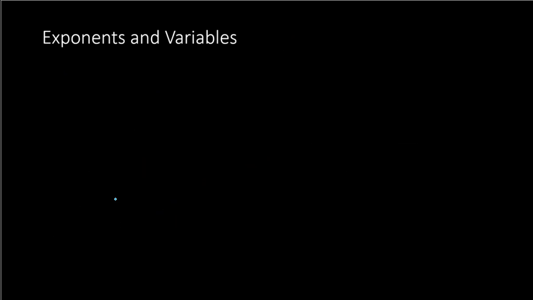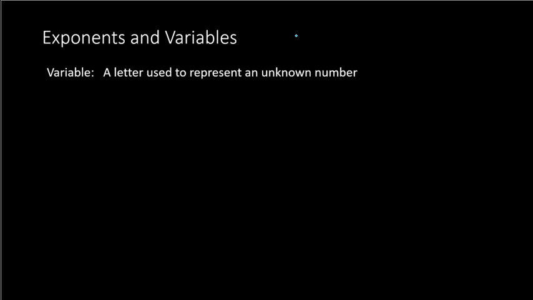All right, on this slide, we're going to talk about variables. So this is another term that you may not have heard before. But a variable is, by definition, a letter used to represent an unknown number. So, for example, if we had n plus 3 equals 7, n is an unknown number. We can figure out what it is, but we don't know what it is at the moment. We have to solve and figure it out.